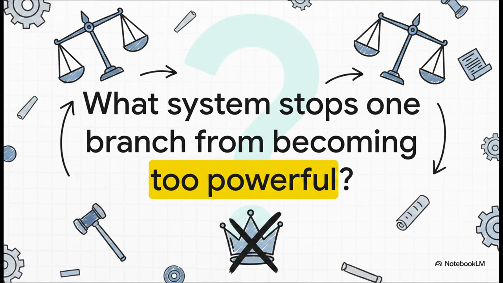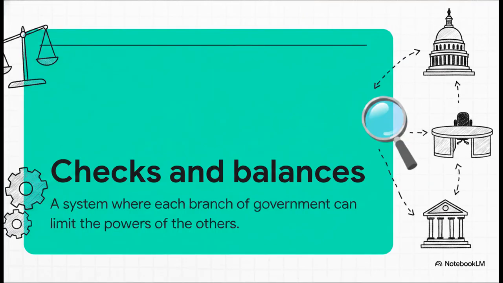Let's hit question 3. What constitutional system ensures that no single branch of government becomes too powerful? Remember, the framers were absolutely terrified of accidentally creating another king. The answer is checks and balances. Through this system, the Constitution brilliantly ensures a constant, deliberate friction between the executive, legislative, and judicial branches.